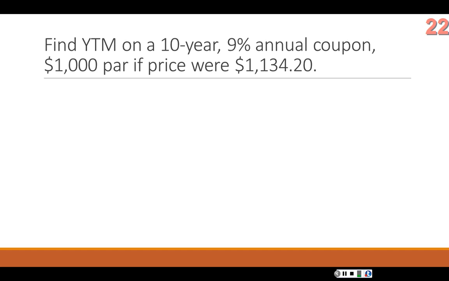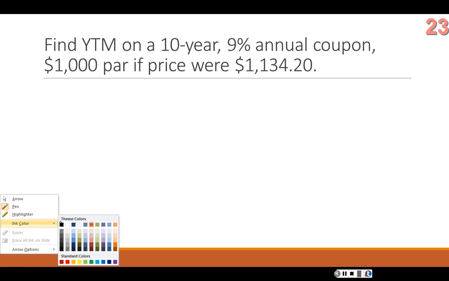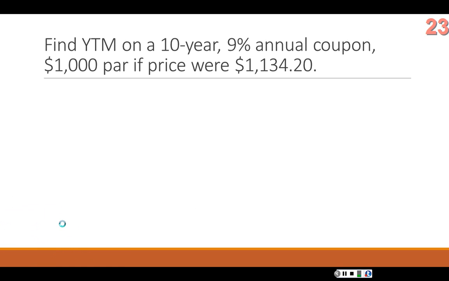So let's find the yield to maturity on a 10-year, 9% annual coupon bond with a $1,000 par value if the price were $1,134.20. We already know this bond is trading at a premium. We know that because the market price is greater than the par value. So therefore, we know that the coupon rate is going to be greater than the yield to maturity, which is the market rate of return.